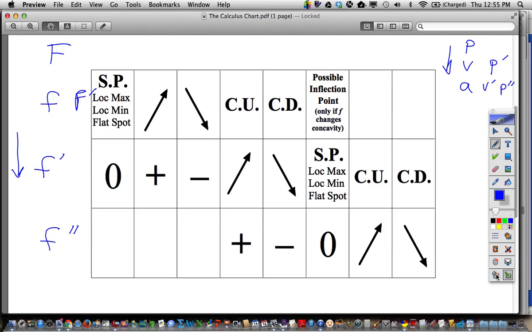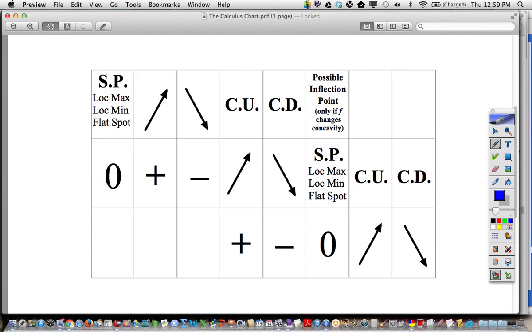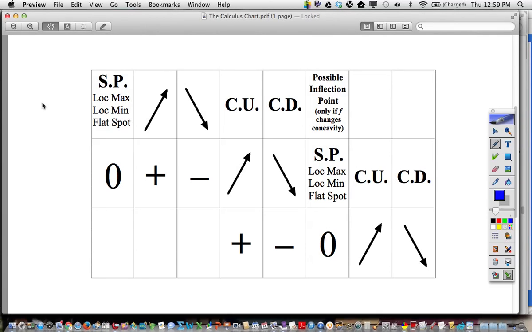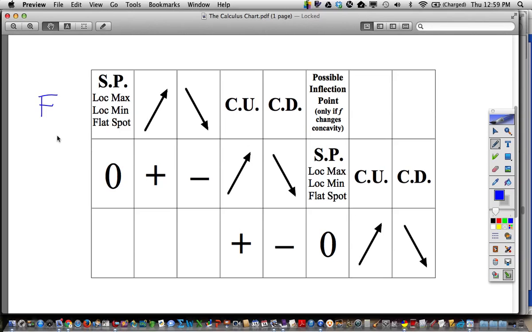So in my chart now, since the big F didn't have a place to be, if the problems are talking about big F, this could be the big F row. This would be big F prime, which is the same as little f. And then this would be big F double prime, which is the same as F prime. So we just want to understand that connection and how they go.